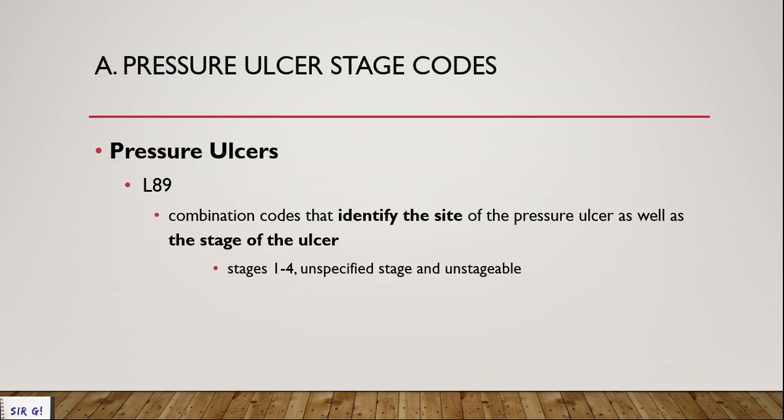Okay, so we have pressure ulcer stage codes. We have your code for pressure ulcers, L89. Okay, and that is for your pressure ulcers. Combination codes identify the site and stage when we are coding pressure ulcers. Remember the other term for pressure ulcers: we have your decubitus ulcer. When you go to your L89, you have that under your L89 category. Those are different terms that we are using: pressure sore, pressure ulcer, decubitus ulcer.